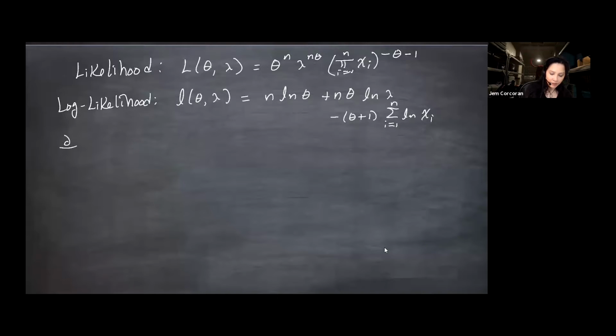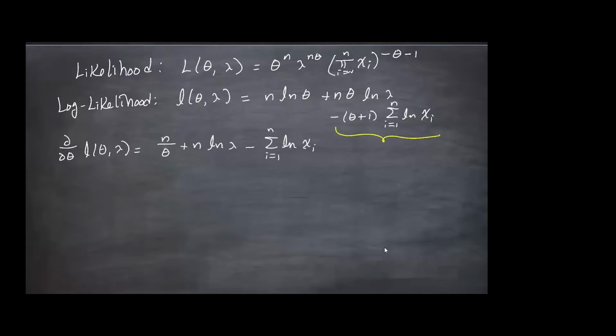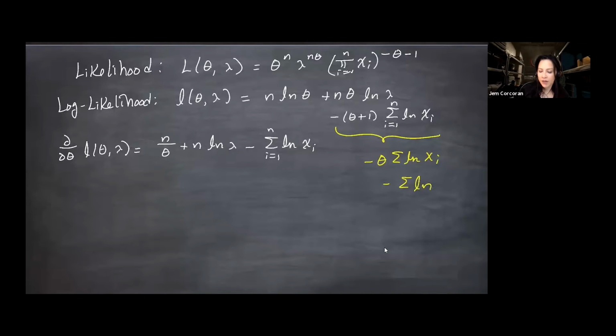Okay, so I'm going to take the derivative with respect to theta, and I get n over theta from that first term, and I get n log lambda from the second term, and I get the negative of the sum as i goes from 1 to n of the log of the xi. Because, and I'll stop doing this kind of slow motion move after this example, this is negative theta times the sum of the logs minus another sum of the logs. And with respect to theta, that would disappear in the derivative, which is why we didn't need it in the first place, which is why we could have left this off.